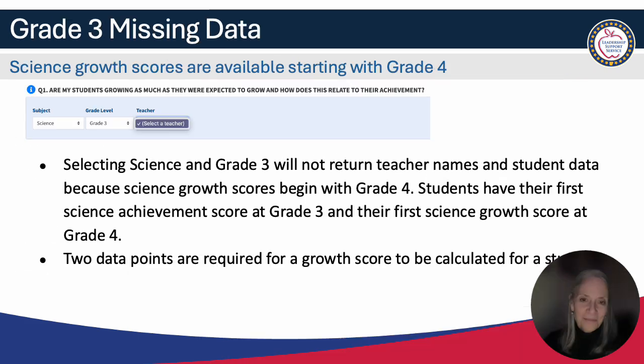I want to call out one confusing thing as we get close to the end of this. If you're going to grade 3 and you're looking for science growth, you're not going to find it, because grade 3 is the first grade level for a science achievement score, and we can't do a science growth score until we have 2 achievement scores. So keep that in mind. If you do select science and select grade 3, you're not going to get any data.